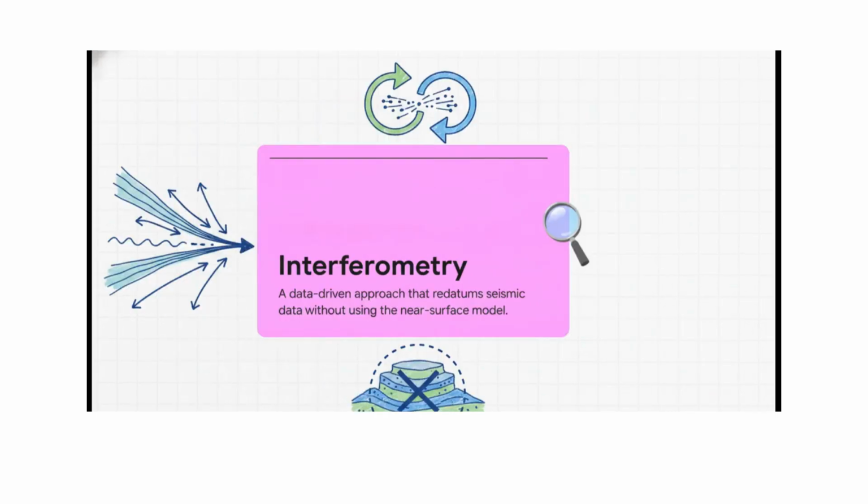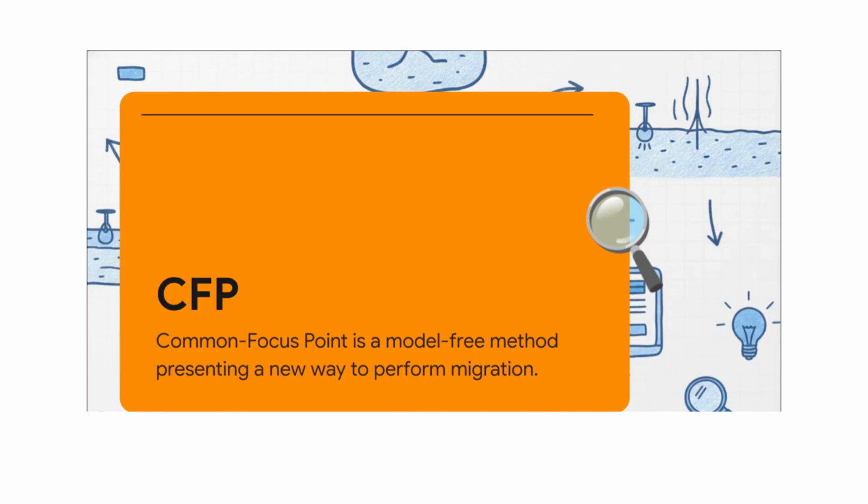Then we have interferometry. This is our data-driven hero. It redatums seismic data by correlating traces. Through the phase cancellation of common ray paths in those correlation loops, it allows us to completely bypass the need for a near-surface model. And closely related to that is CFP, or the common focus point method. This is the ultimate data-driven tool that actually redefines migration. It breaks it down into a focusing step in emission and a focusing step in detection, which again allows us to skip that messy near surface entirely.